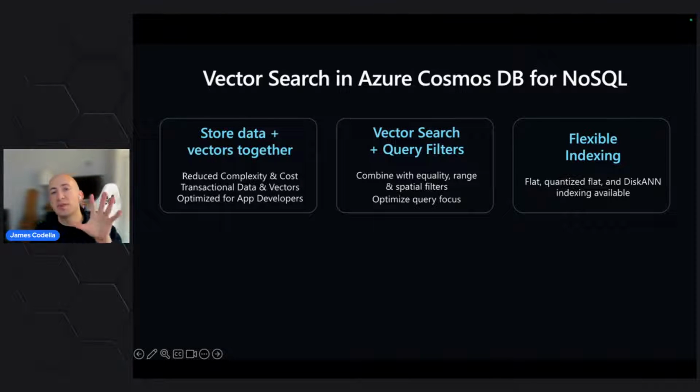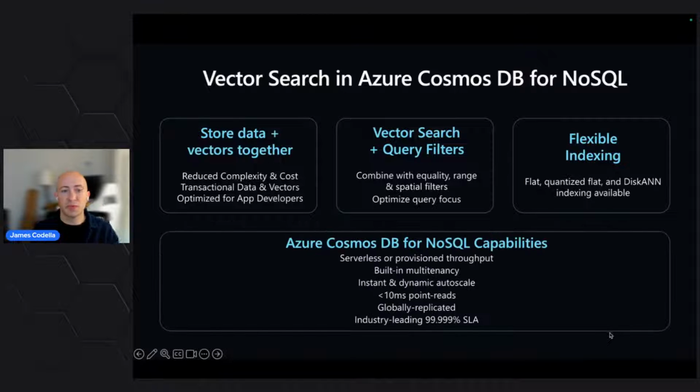And of course, all of these great vector search capabilities are built on top of everything that you get in Cosmos DB that makes it amazing, right? Serverless or provisioned throughput model, all our multi-tenancy options, the dynamic and instant autoscale, the low latency point reads and point writes, our global replication, and finally our industry-leading five nines of availability that you won't find anywhere else.